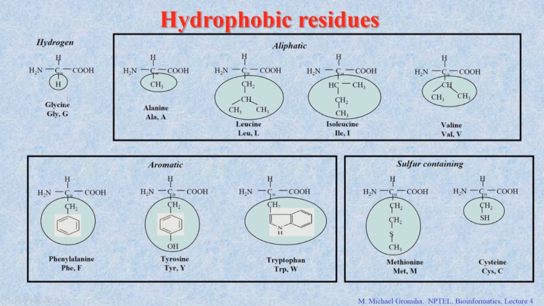This is the only amino acid which is not chiral, because here the four groups attached to the carbon are not all different. But for all the other 19 amino acid residues, the groups attached to the carbon are different, so they are chiral amino acids. So, the second group is aliphatic amino acid residues.